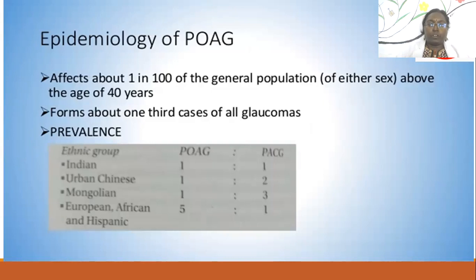Epidemiology of primary open angle glaucoma: it affects 1 in 100 of the general population of age more than 40 years. The prevalence is equal for POAG and PACG in Indians, and in Europeans and African Hispanics, POAG, that is open angle glaucoma, the prevalence is more when compared to primary angle closure glaucoma. In Mongolians and Chinese, primary angle closure glaucoma prevalence is more.